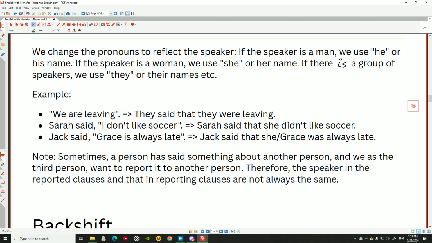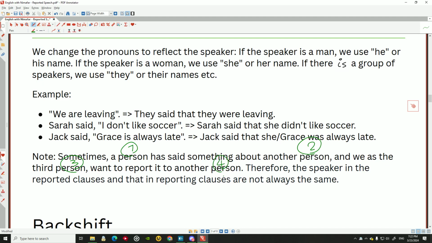Note, sometimes a person has said something about another person. So let's count how many people we have. Sometimes a person has said something about another person, and we, as the third person, want to report it to another person.